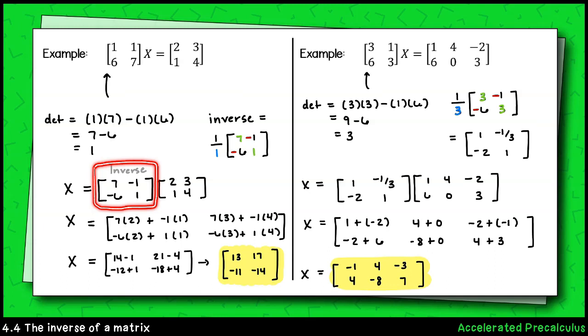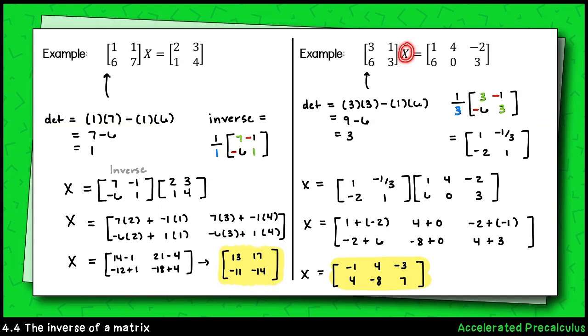Now I'm going to multiply that by the right-hand matrix in our equation. Remember that order matters. The inverse matrix will come first. We'll multiply row by column and add our products for a final result. Matrix X is given by the 2 by 2 matrix with entries 13, 17, -11, and -14.